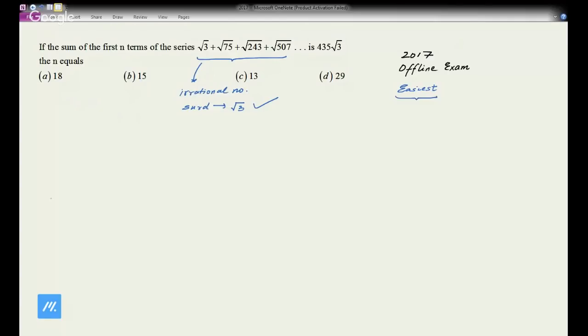Okay. Akshat, if you have any confusion, then please do not have a conjecture here. You can go and see the 2017 paper.